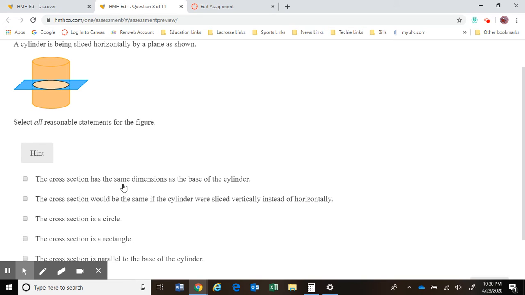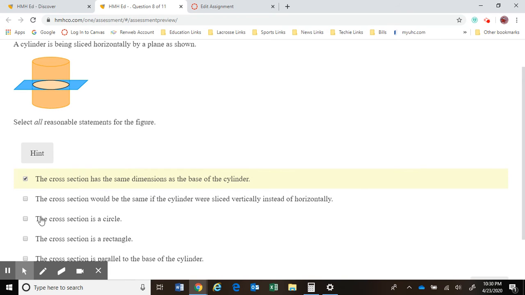All right, the cross section has the same dimensions as the base. Does it have the same dimensions as the base? Well, what's the dimensions? It's a circle, right? The base is a circle, so is it going to have the same dimensions? Yeah. Okay. The cross section would be the same if this cylinder were sliced vertically instead of horizontally. No, well, if I slice it this way, would it be the same? No. If I looked at it, actually it would be a rectangle, wouldn't it?